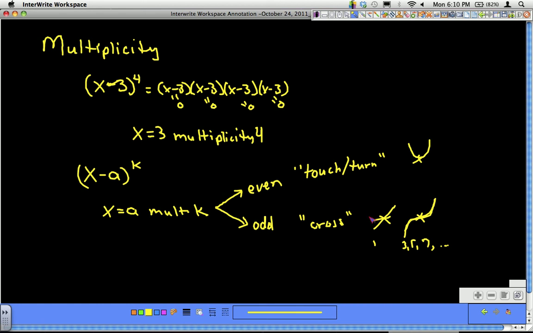Odd powers will touch and go through, whether it's a straight line, first degree, or if it's a higher degree of an odd power where it's going to have a little bit of that curve to it. So again, think first power, second power, third power, and so on. And that'll set you up for multiplicity and how it affects your graphs.